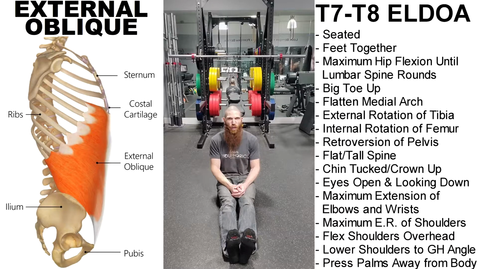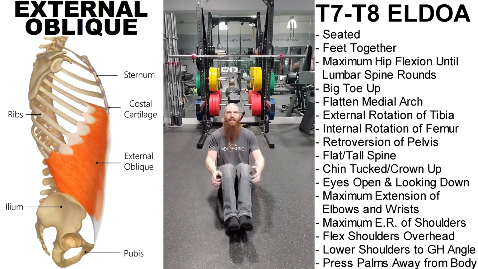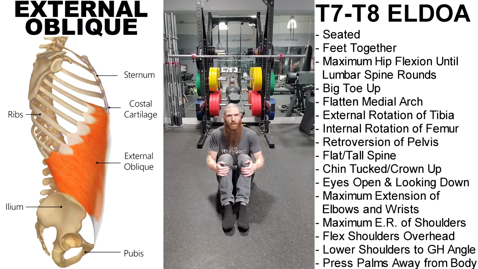For the T7, T8 ELDOA, we're going to be in a seated position, and we want to flex the knees as much as we can until the lumbar spine starts to round. As soon as the lumbar spine starts to round, we're going to stop right there.